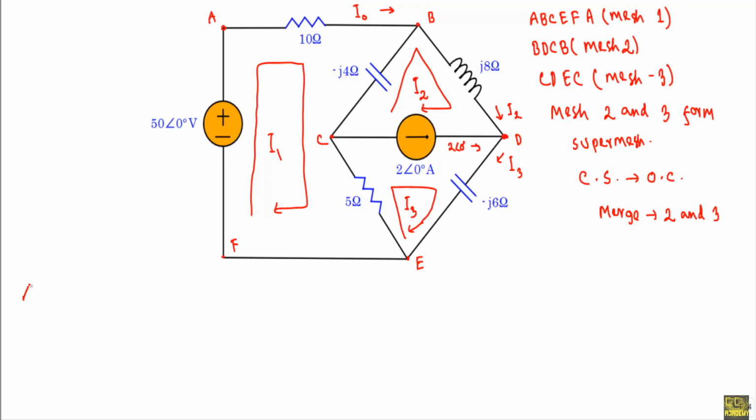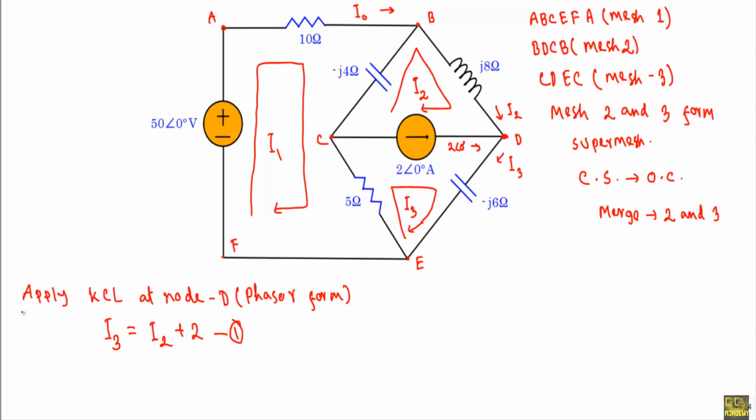So if I apply Kirchhoff's current law at node D, you have to remember that all the quantities are phasor quantities. I will get I3 equal to I2 plus 2 phase angle 0 degree, or I2 plus 2. This will be our equation number 1.